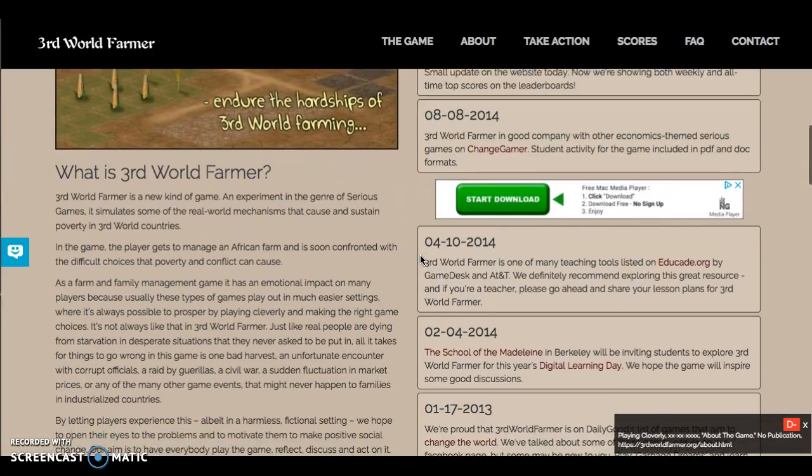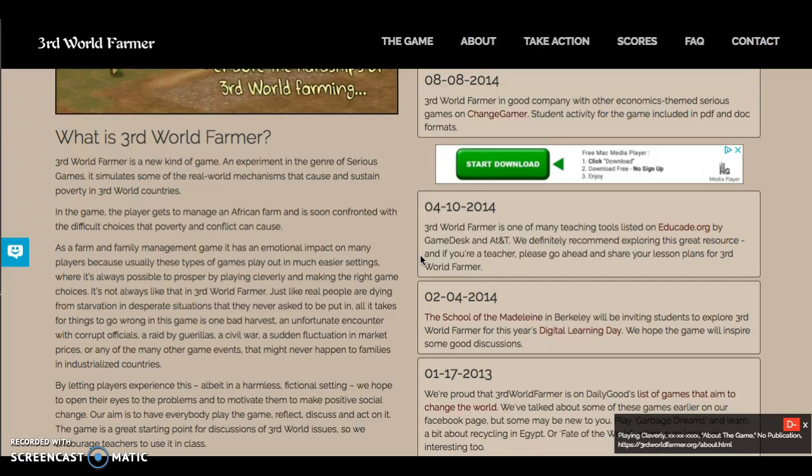Third World Farmer is an experimental type of game. It simulates a real world and in a third country. It is a farm and it's also a family management game. It usually creates critical thinking for anyone who plays because you have to take care of your people and your farm, and it promotes you through different levels, just like an Xbox game or a Nintendo game. And you have to take care of your people's health and also take care of your farm.